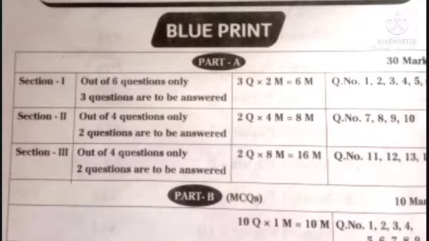In part A, 3 sections are present. In the first section, there are 2 marks questions. 6 questions are there. Any 3 questions you can write. So choice is increased. And write the answers in 1 or 2 sentences. 6 questions are there. Any 3 can attempt. 3 into 2, 6 marks.